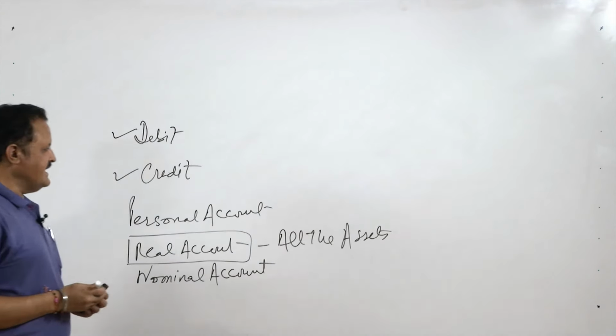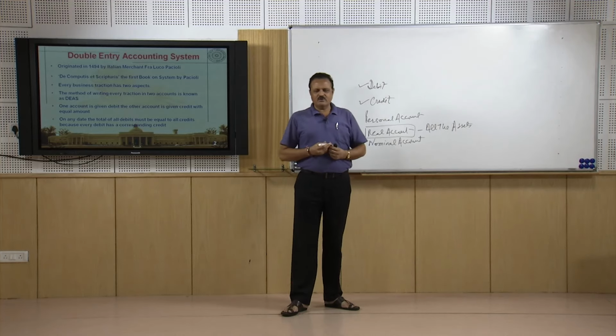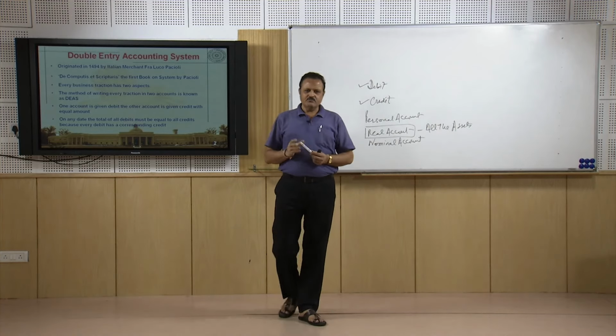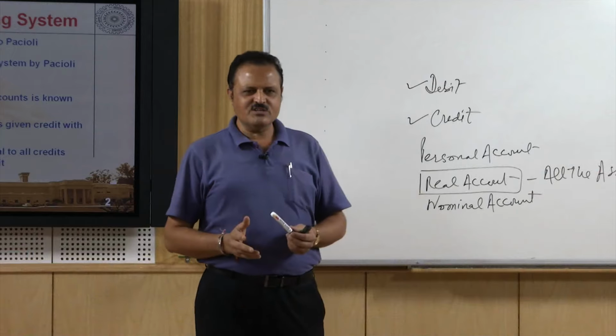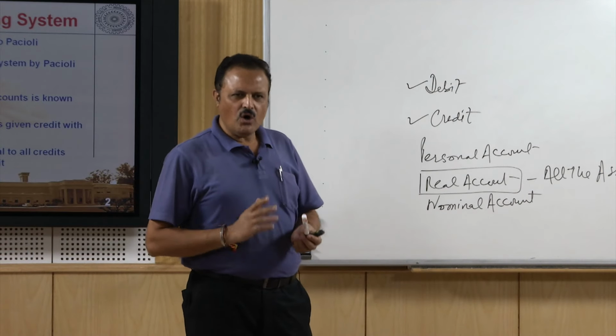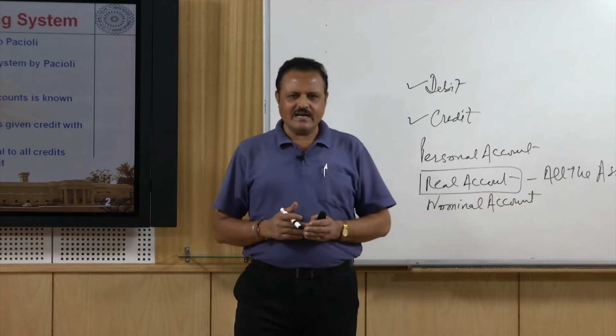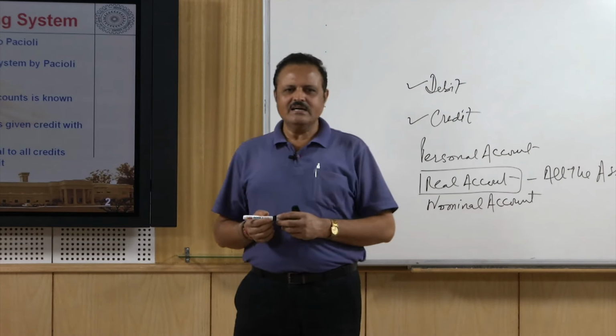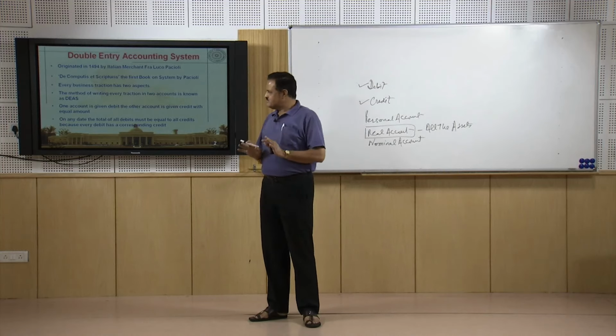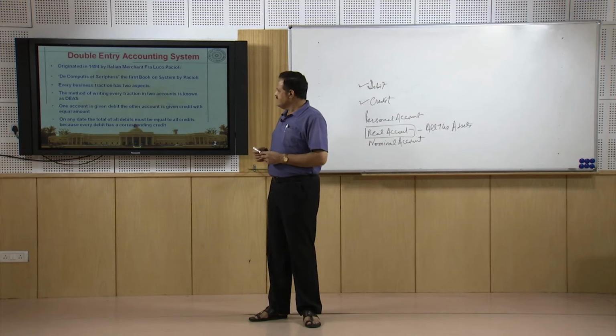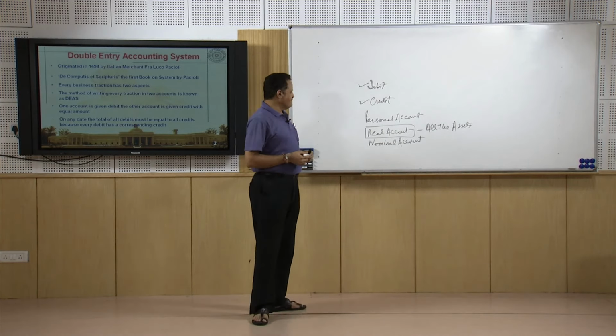This account takes care of all the properties, all the assets: plant, building, machinery, furniture, even cash. All these assets, all these properties are covered under real accounts and they are recorded under the real accounts. All kinds of the properties, all kinds of the assets. Then we have the nominal account.